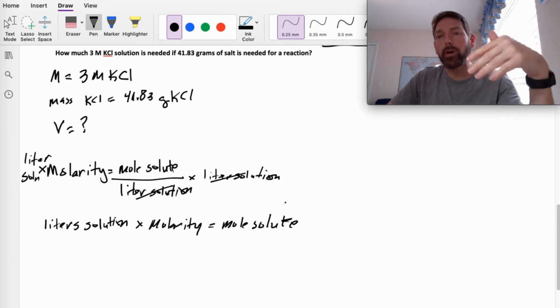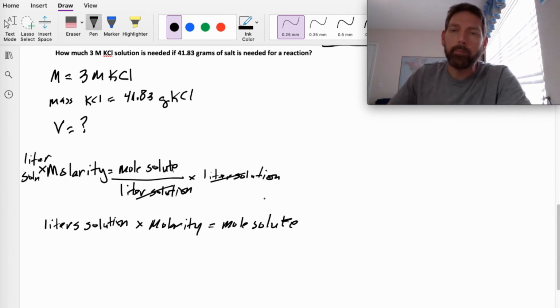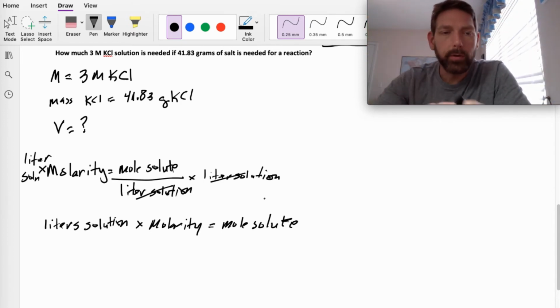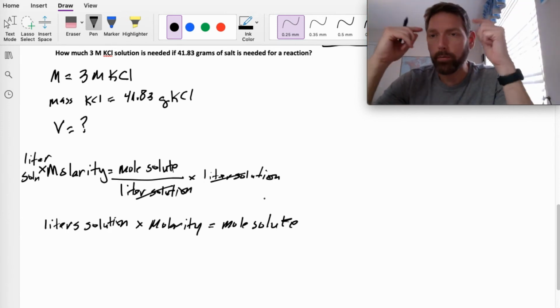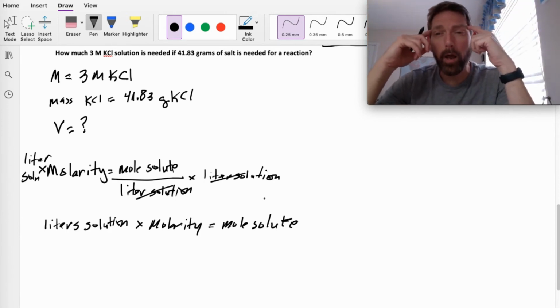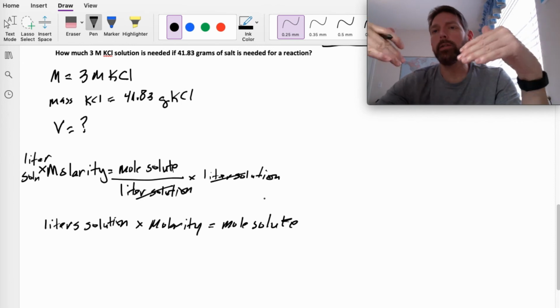equals moles of solute. So now I'm going through these steps because I realize that there are a lot of you that can see this in your mind's eye. You can look at an equation, you can move variables x, y, z, a, b, c. You can move things back and forth. You can see it in your mind's eye. But I've been doing this long enough to know that there are enough students out there that they need to actually see the step-by-step process.